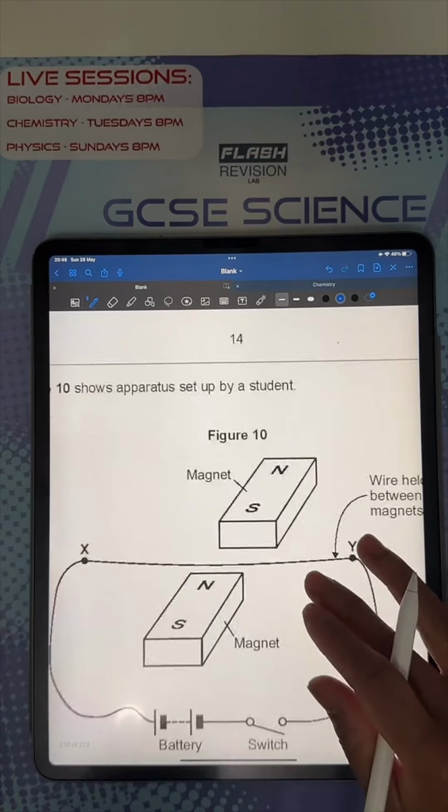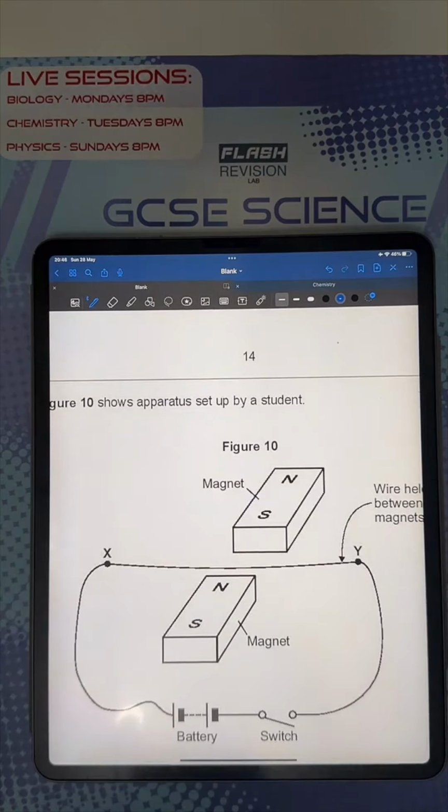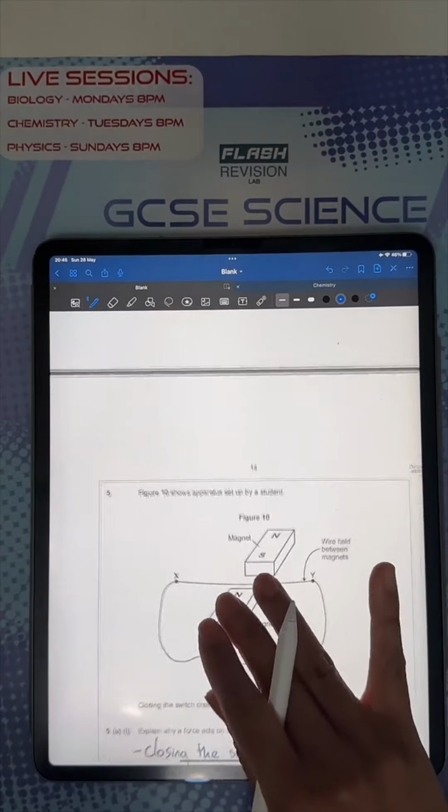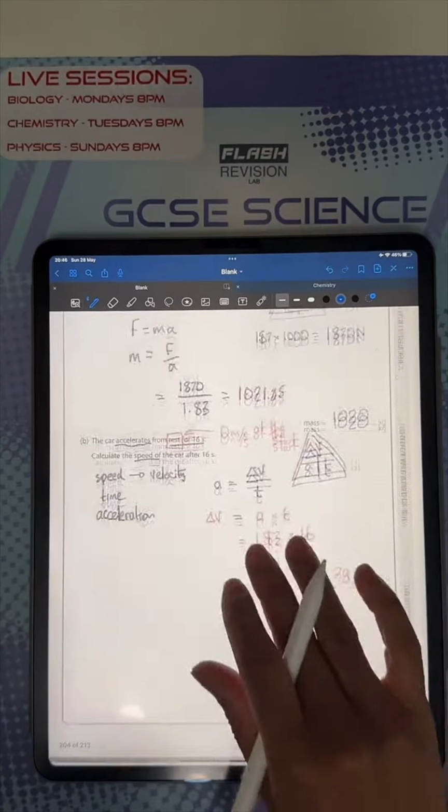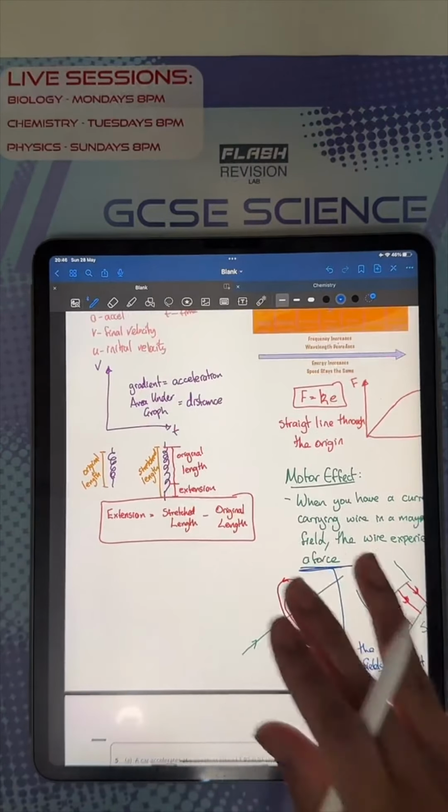So someone said to the right. I don't think it's to the right. No, it's not. Let me explain Fleming's left-hand rule real quick, because this is complicated. People always get confused with this.